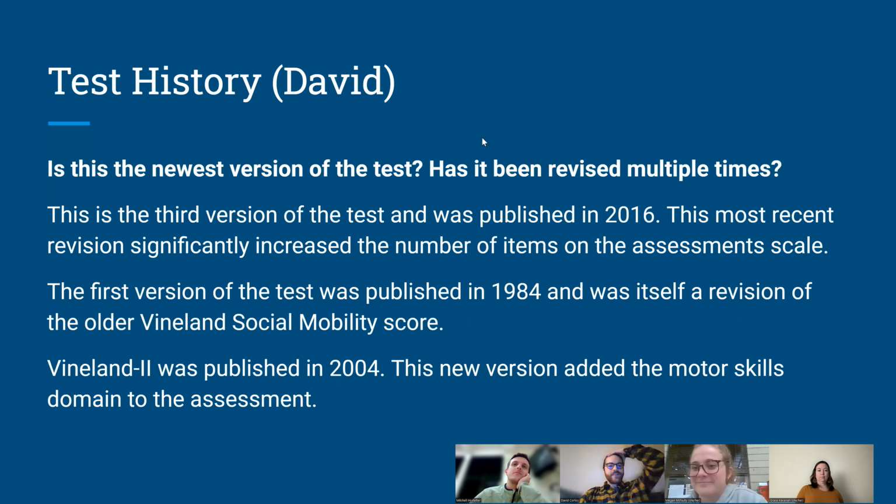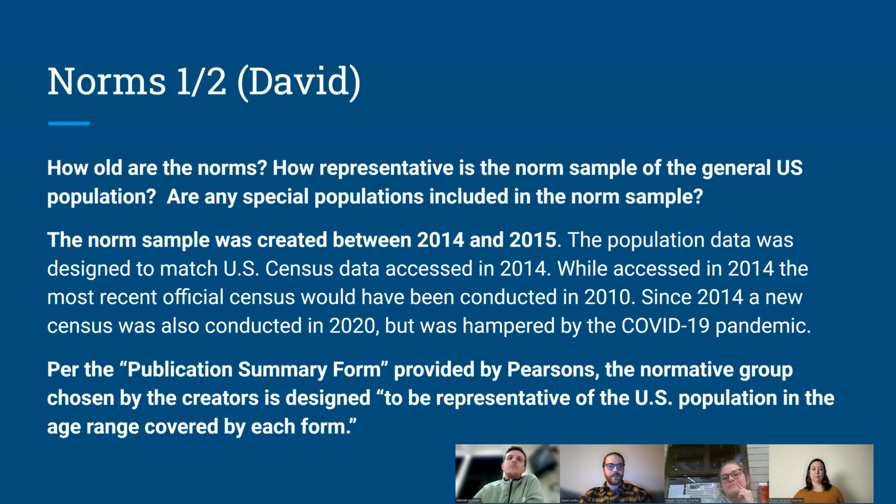All right, so test history. This is the newest version, but it was published in 2016, so it's got a little bit of years on it. The original version of it was published in 1984 and itself was a revision of the Vineland Social Maturity Scale, which I believe dated like 1940s or 1950s. And then the Vineland 2 was published in 2004. That version added a new motor skills domain assessment. The current version increased the scales by something like 35%. Next slide.